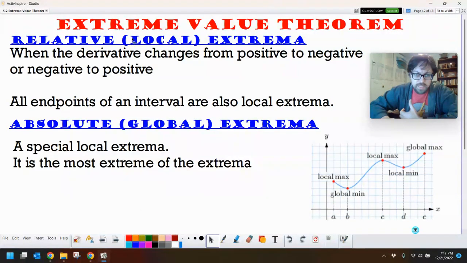Also, these two words mean the same thing, so relative and local. Depending upon the book and where you're looking, they might use one of these two terms. Same thing here, absolute and global mean the same thing, but depending upon the textbook that you're looking at, you'll see one or the other.